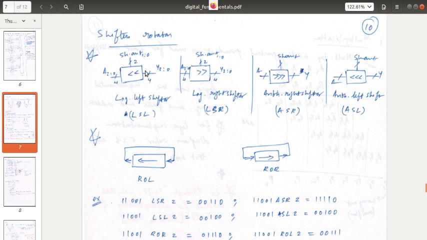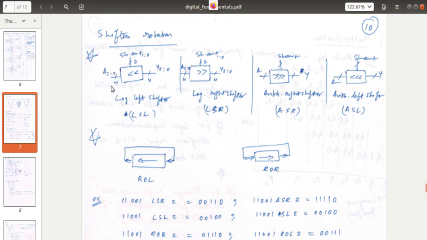When we are considering the symbol, there will be a box, and there will be arrows indicating firstly the type of shift and the direction of the shift. That is, 2 arrows to the left is a logical left shift. 3 arrows to the left is an arithmetic left shift. Similarly, 2 arrows to the right is a logical right shift, and 3 arrows to the right is an arithmetic right shift. So there are 2 inputs.